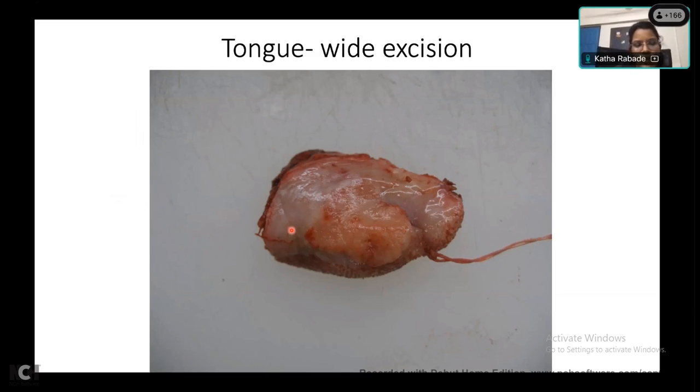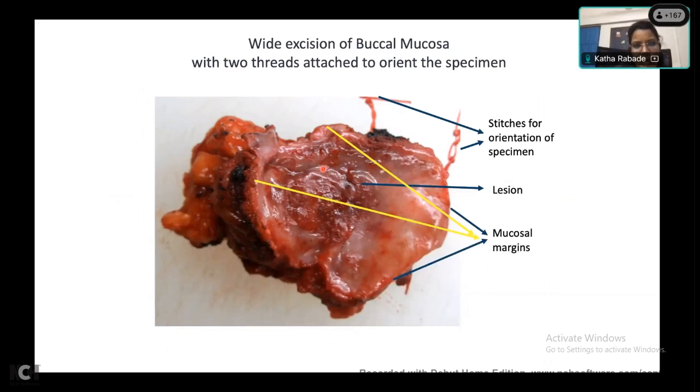So this is again the photograph of the same buccal mucosa specimen. So there are two sutures, maybe one lateral and one anterior. This is the tumor, so we need to identify the tumor. We need to ink all the raw surfaces, the lateral soft tissue margin. These are the mucosal margins. Once you delineate the tumor, the margins would be from that region up to this edge.